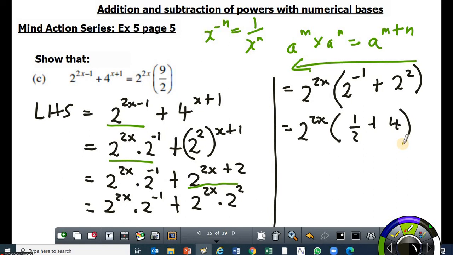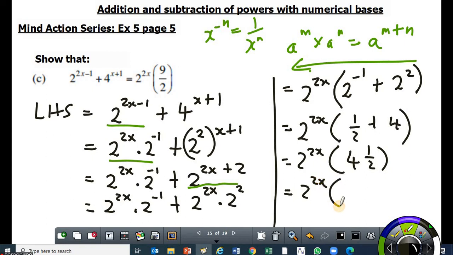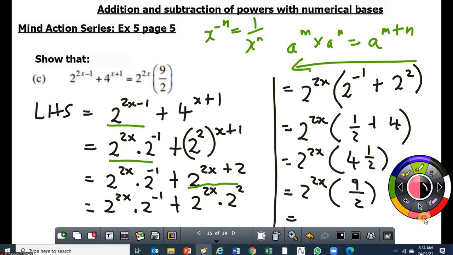Following that, then we are almost there now. 2 to the power of 2x, a half plus 4 gives you 4 and a half. But 4 and a half is a mixed number. We can write it as an improper fraction. We get 2 to the power of 2x times 2 times 4 plus 1 gives you 9 over 2, which means the left-hand side. So we make a conclusion to say, therefore, the left-hand side is equal to the right-hand side. Then we are done.